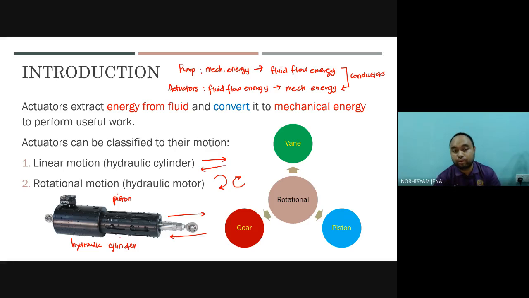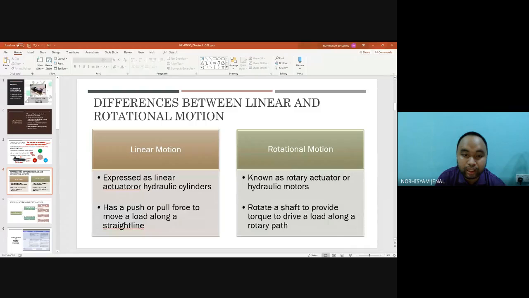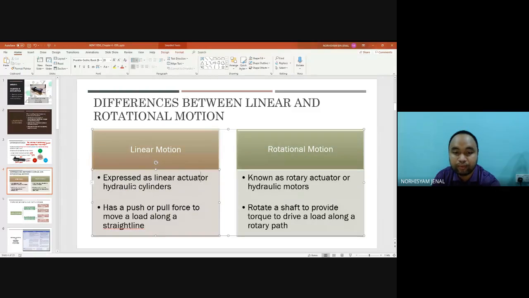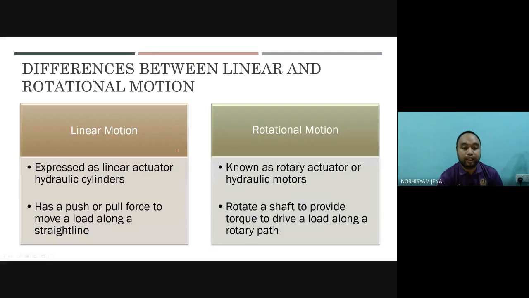Okay, so to differentiate between these two, we have two different types of motion. Number one is linear motion. It is expressed as a linear actuator. Sorry, it's a typo here. So the actuator, cylinders, has a push or pull force to move a load along a straight line. So the meaning here is it is moving in a straight line. It doesn't matter vertically or horizontally, as long as it's in a straight line, it is linear motion.